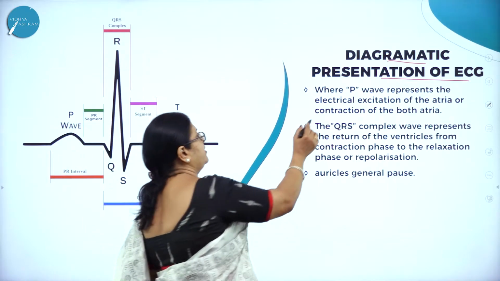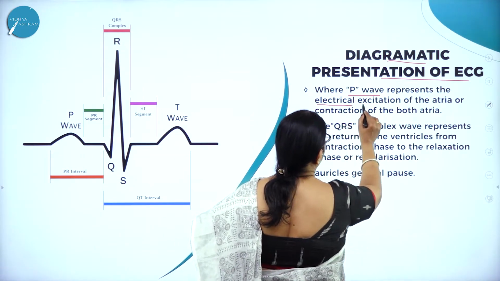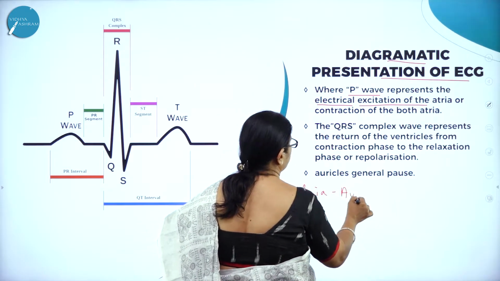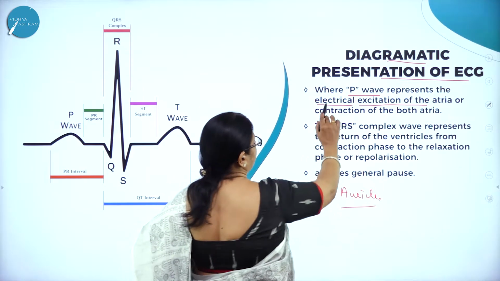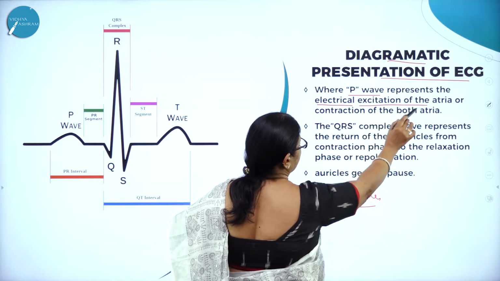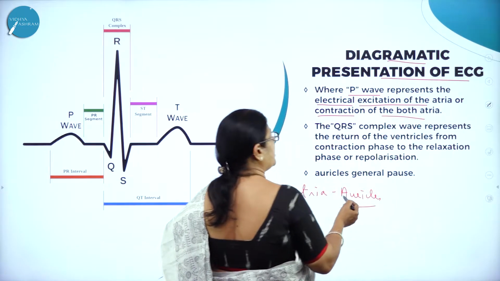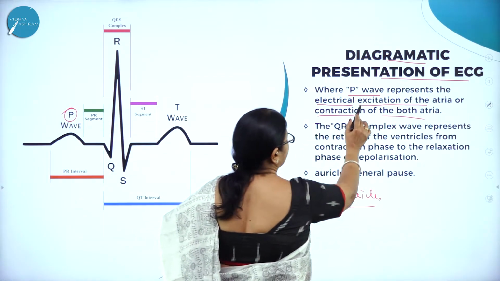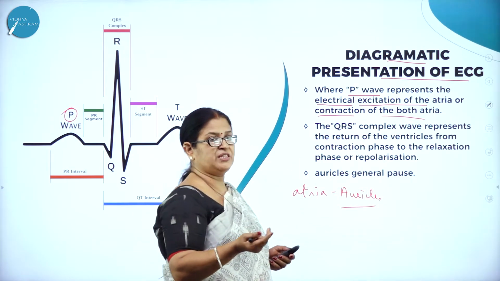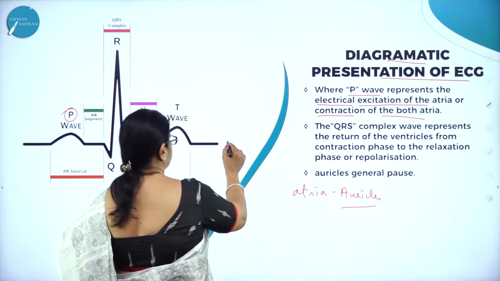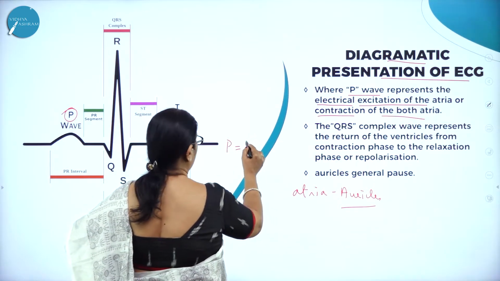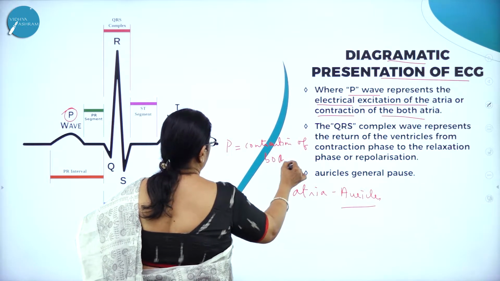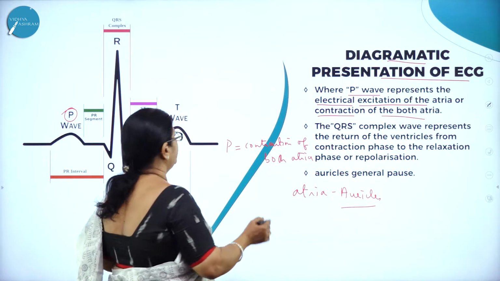Here you can see the P wave. The P wave represents the electrical excitation of the atria. Atria are also called what? Auricles, right? The P wave represents the electrical excitation of the atria, or what we otherwise call the contraction of both atria. So the P wave represents the contraction of both atria. Then the QRS complex.